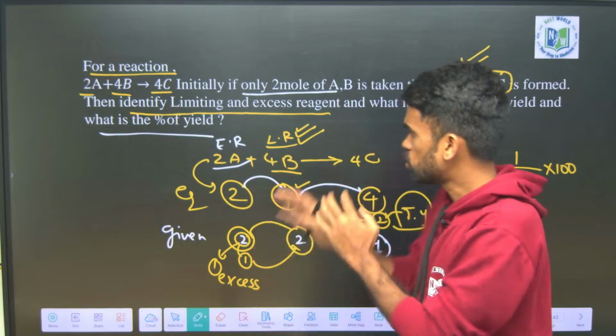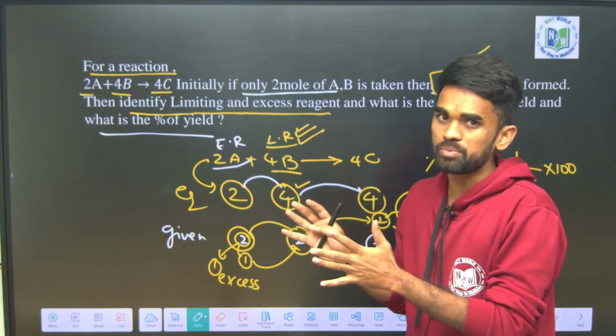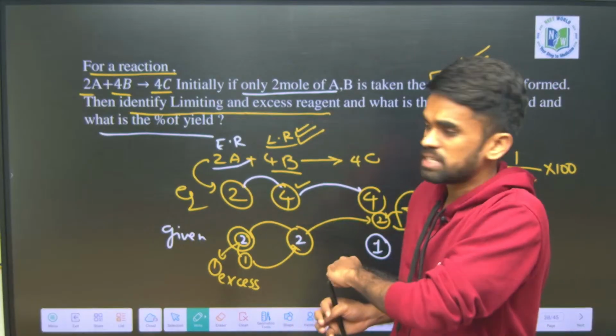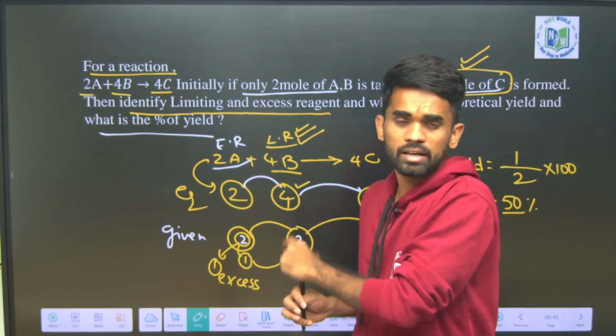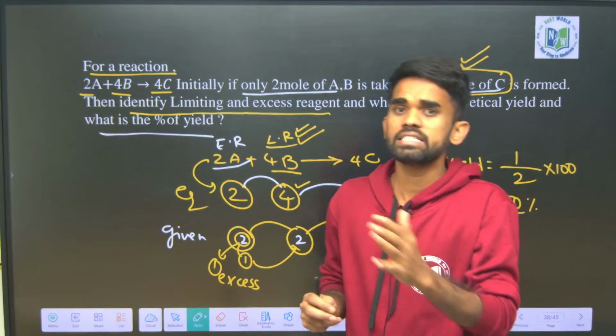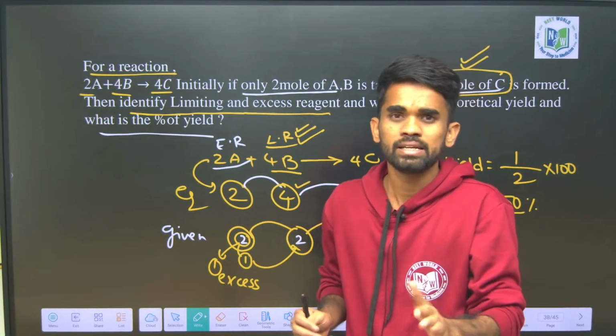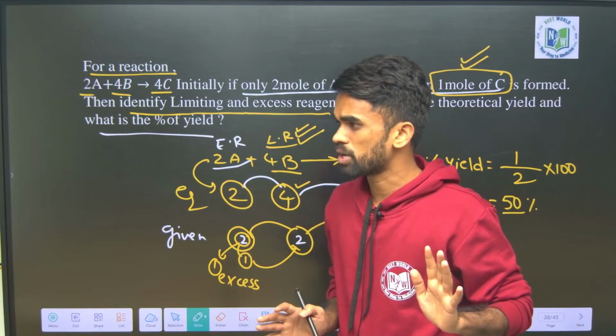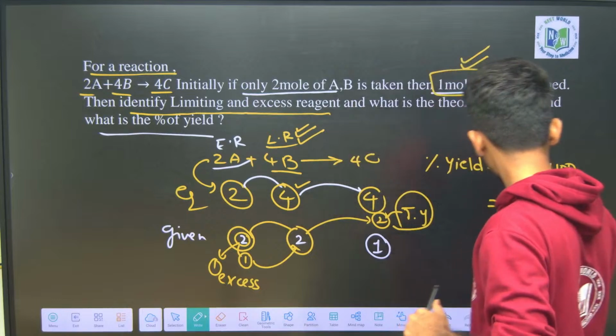Okay, so try to do more questions on whatever we have discussed: stoichiometry calculations, theoretical yield, experimental yield, excess reagent, limiting reagent, and percentage yield. Based on these concepts, you will definitely have one question in your pocket. Okay, right.